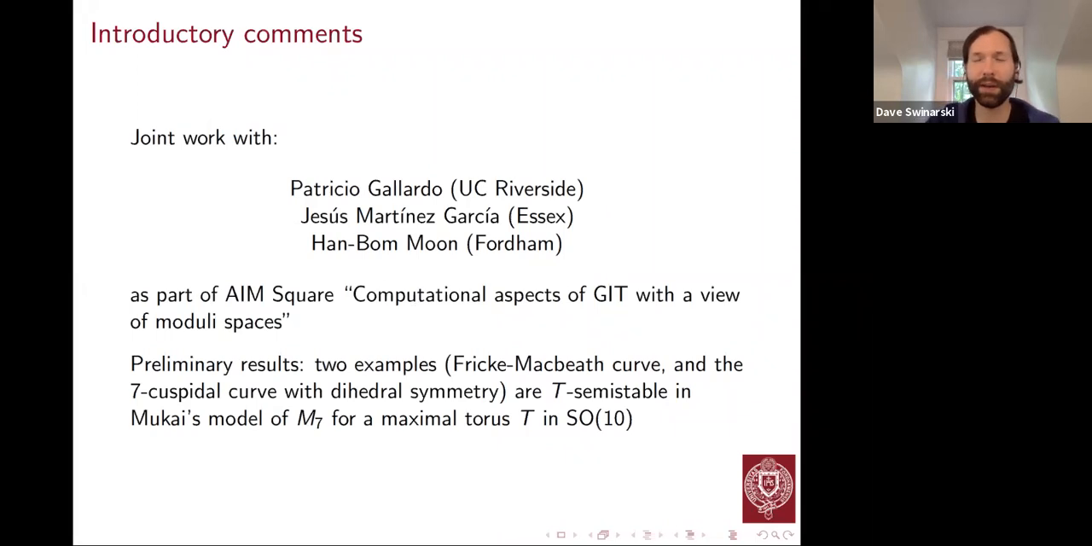Just so I am honest about how far I got in preparing this talk, I'm going to describe calculations today that prove something new about two examples. One is the Fricke-Macbeath curve, which is a certain curve of genus 7 with lots of automorphisms. And the second example I'll discuss is a genus 7 curve with 7 cusps that has a dihedral symmetry. And the result is that these are both T semi-stable in Mukai's model for a certain maximal torus in SO10. And of course, the experts in the room know that I really, really want to replace this T with a G instead, but I haven't been able to do that yet.